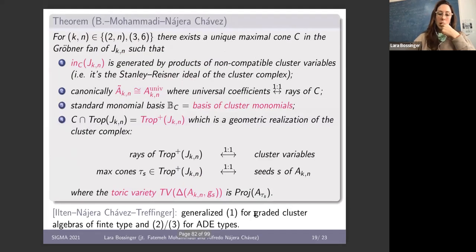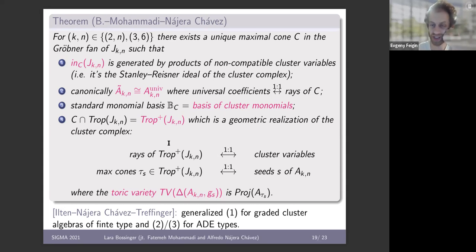And these results have been generalized, to mention a work of Ilten, Nájera Chávez, and Treffinger, that generalized this for finite type cluster algebras. So now, for the Grassmannian case, we now also know this result holds true for the Grassmannians Gr(3,7) and Gr(3,8).